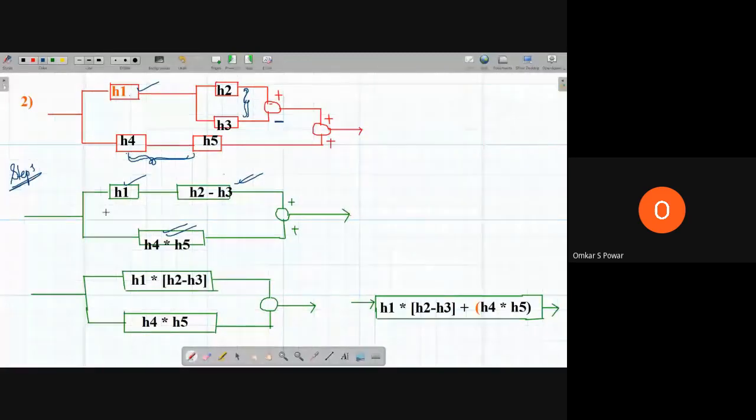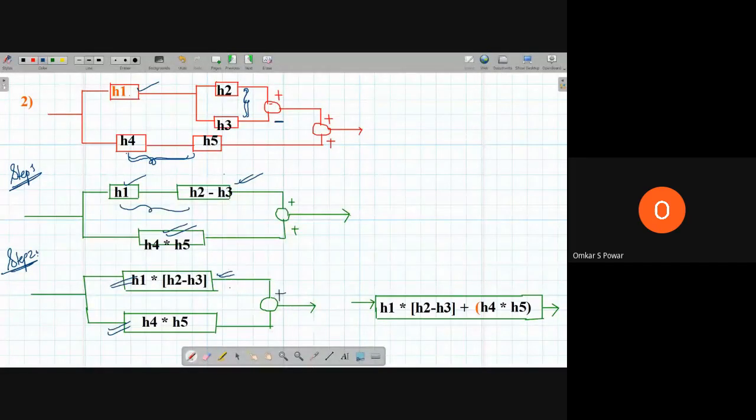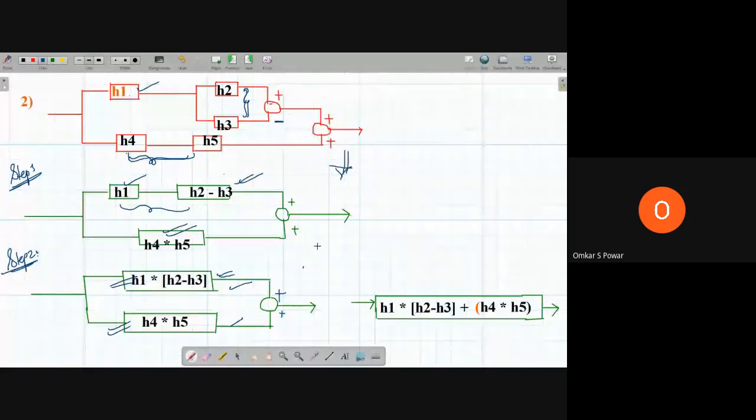So let's go to step 2. In step 2, these two are in series, so h1 convolved with h2 minus h3. Then h4 convolved with h5 will remain as it is. Just go and do it step by step. And finally, these two are in parallel, so h1 convolved with h2 minus h3 plus h4 convolved with h5. So step by step you go on doing that, so that it will be easy to get the answer.